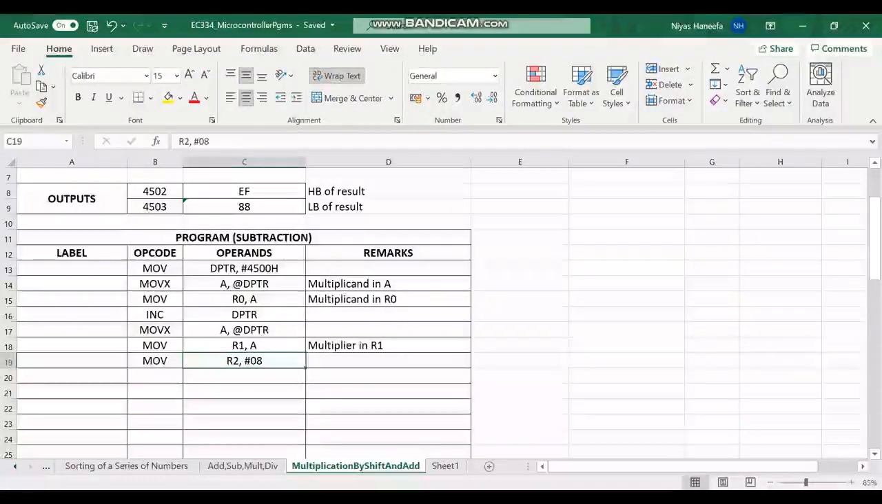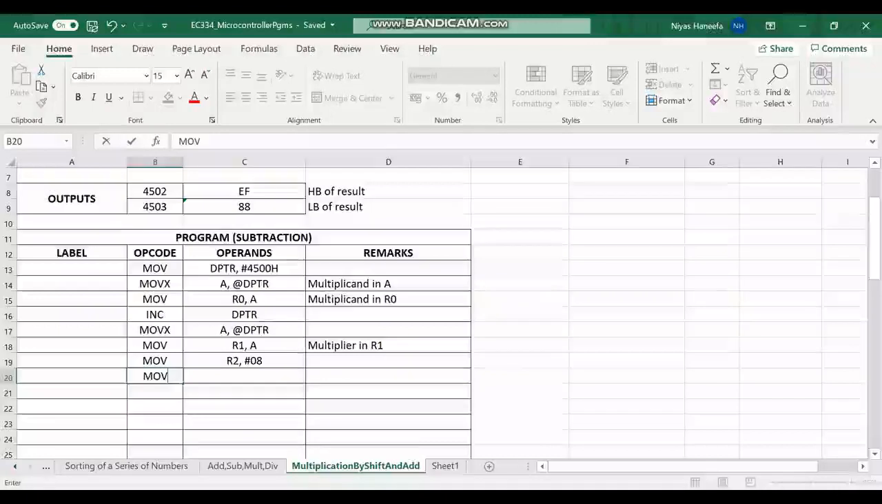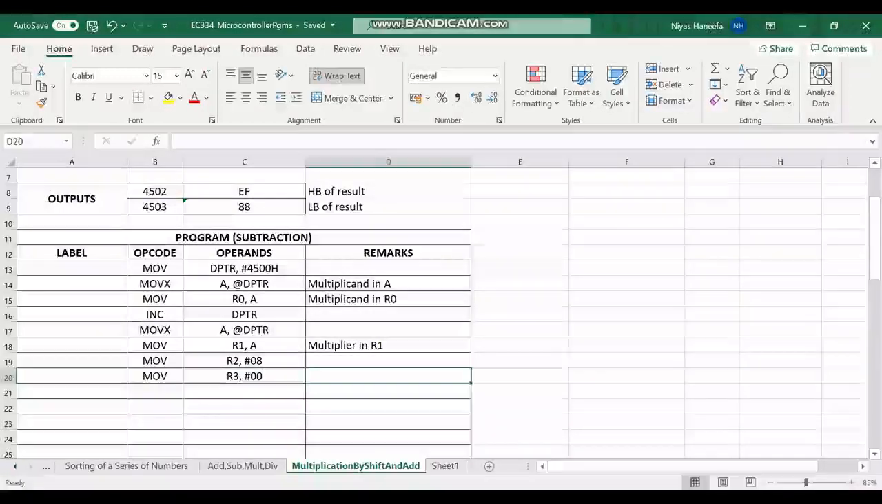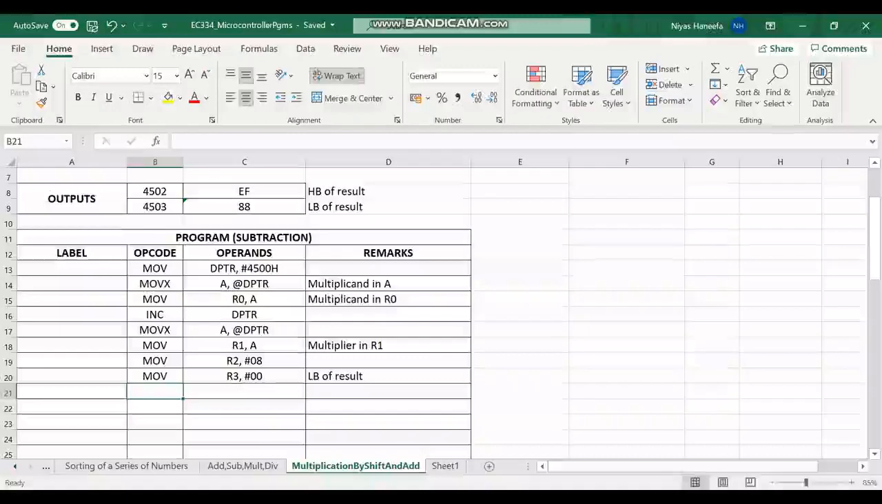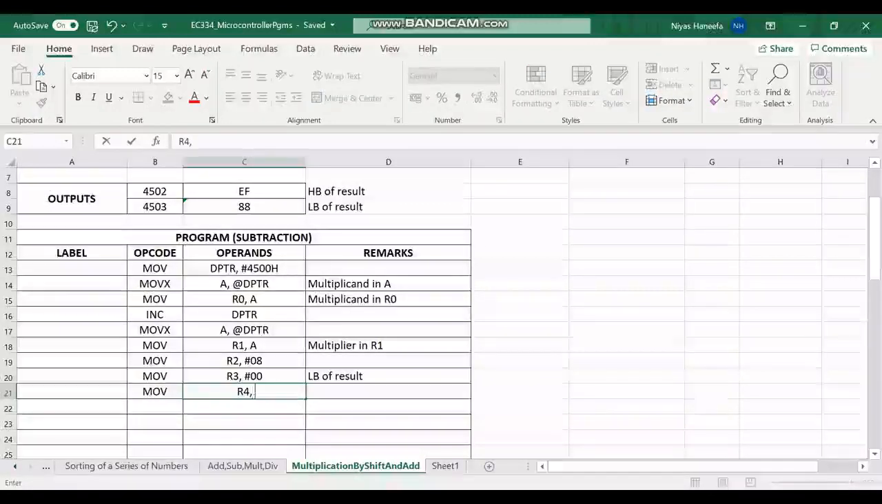So these 8 bits correspond to our movement, the number of bits in the multiplier. That is why we have taken the count. Now our result has to be initialized. So let us initialize the result to be R3 as the lower byte of the result, and R4 as the higher byte of the result.